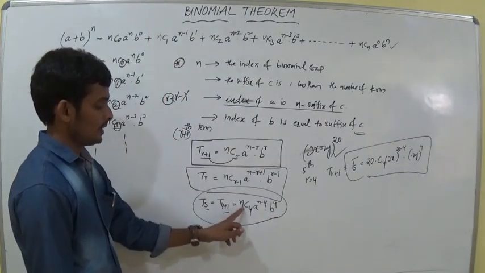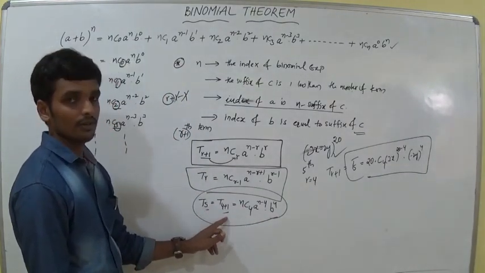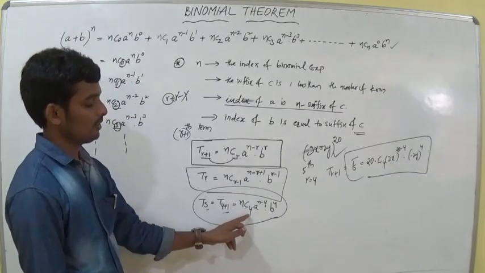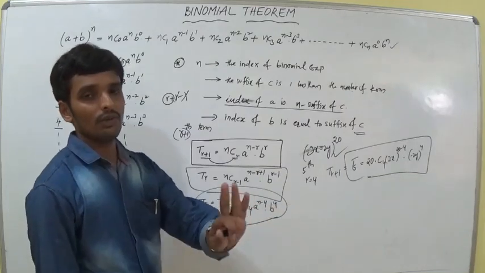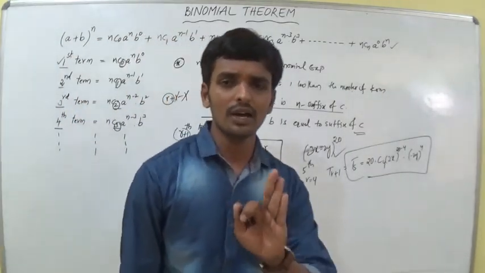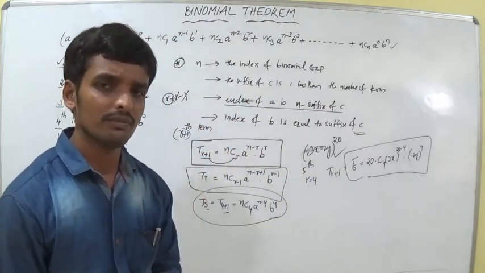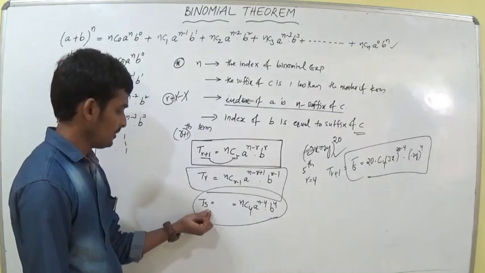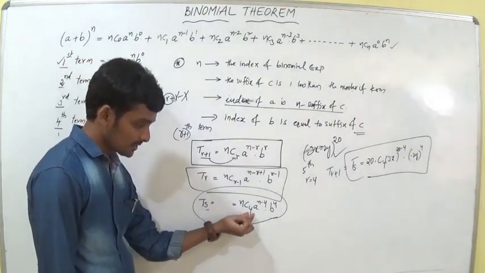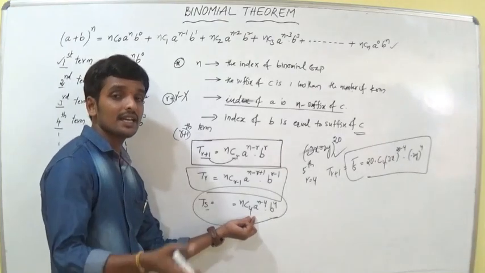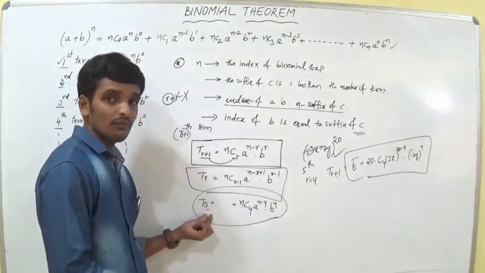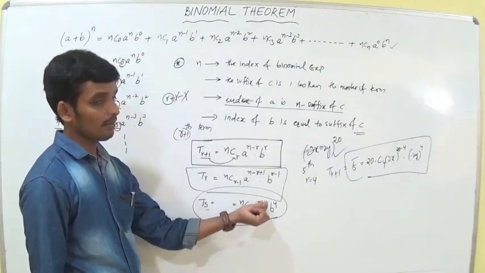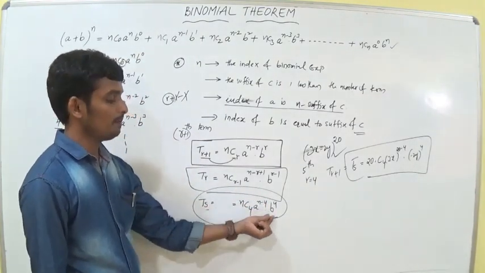Okay, observe this. T5 is equal to T(4+1), which is nC4 a power n minus 4 into b power 4. How did we write T(4+1)? The suffix of C is 1 less than the number of the term. We want the fifth term, 5 minus 1 is 4. So the index of a is n minus the suffix of C, and b power 4, like this.